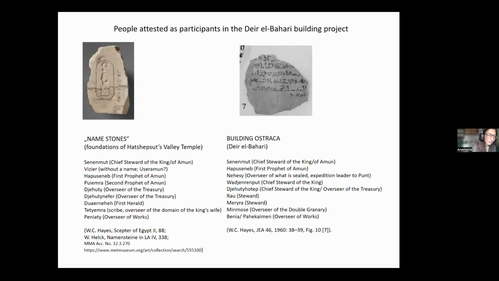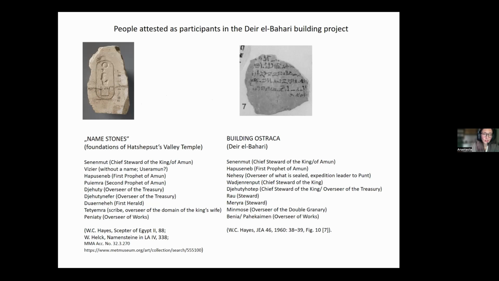Here we are lucky to have quite an abundance of data concerning how people who were involved in one way or another in the building project. On the one hand, these are the so-called namestones found in the under foundations of her valley temple. These are kind of votive objects that bear Hatshepsut's nomen Maat Kara and a hieratic inscription naming an individual for whom this stone was prepared by somebody of a lower rank.